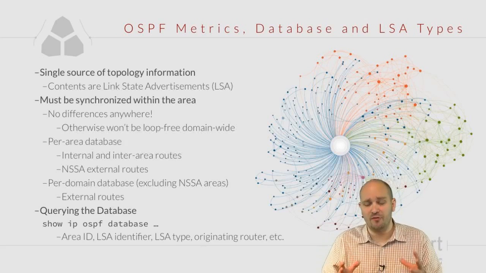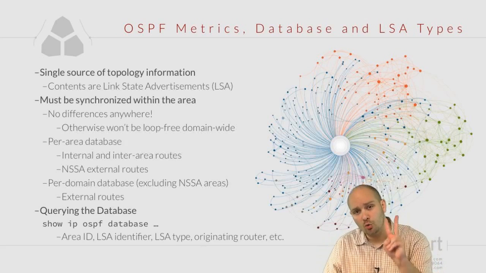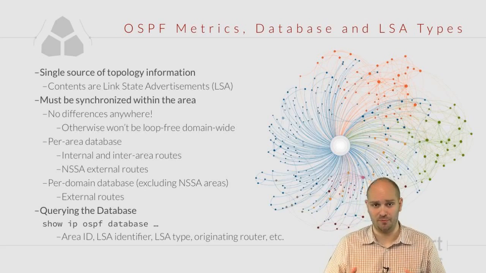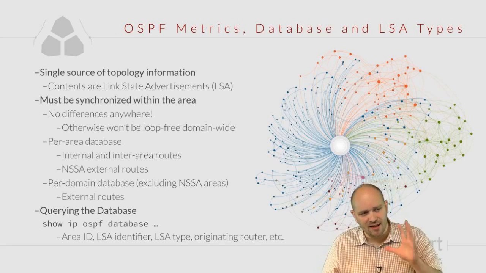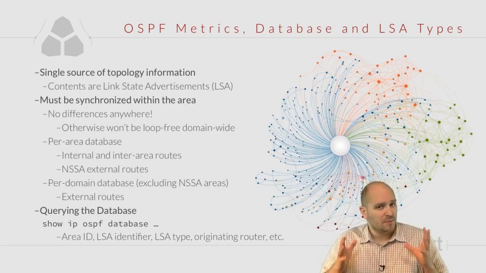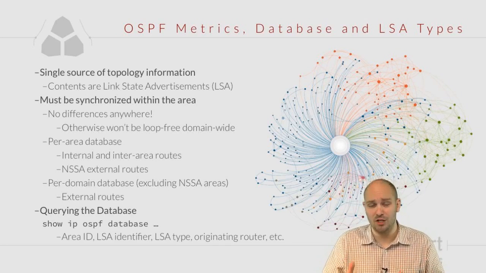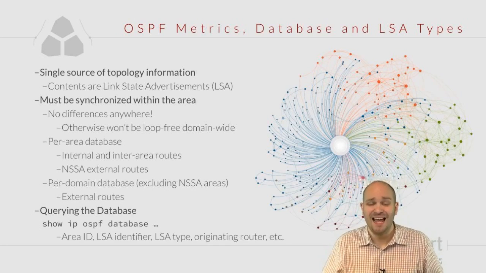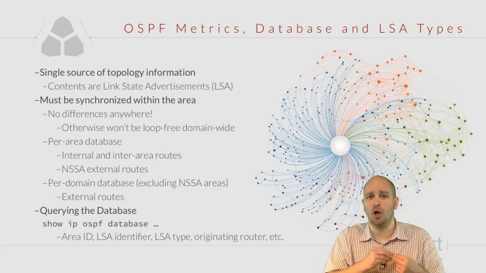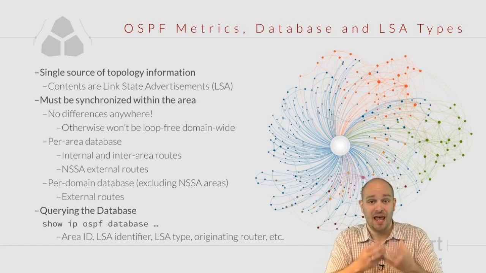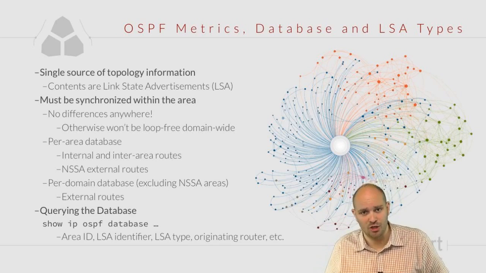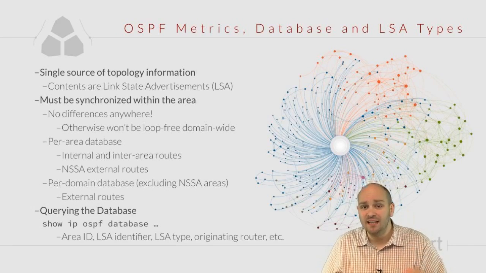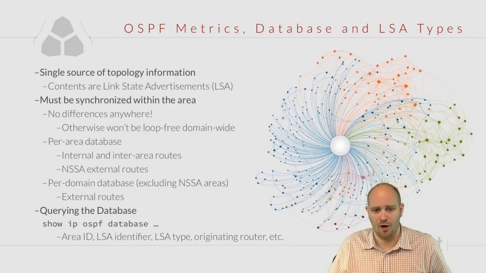So OSPF requires two components to create a loop-free environment. One component is synchronized databases. That means that every single router in the area is using the exact same information to calculate the paths. Then it requires a loop-free calculation, and this is provided by the Dijkstra algorithm, the SPF calculation. So those are the two things that lead to a loop-free environment.